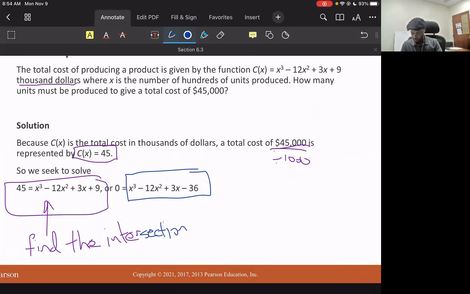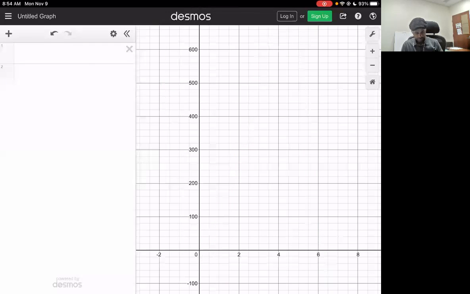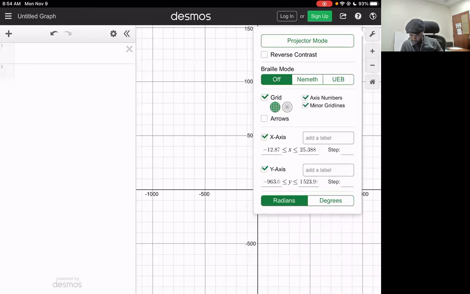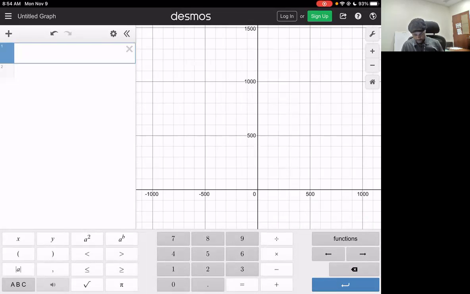So go to Desmos and clear out that graph. I'm going to hit my gear, and there's a little zoom square, so that's a square window. We'll clean that up. And we have x cubed minus 12x squared plus 3x minus 36.